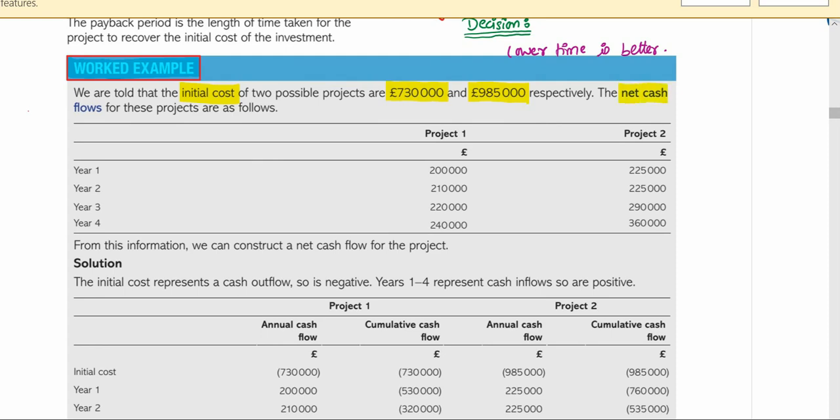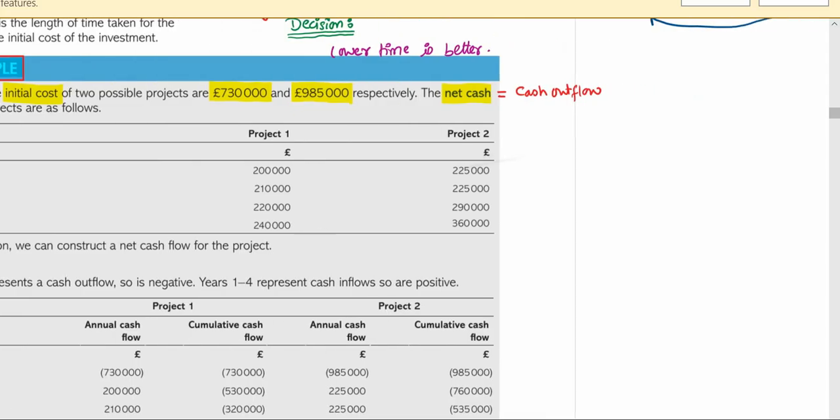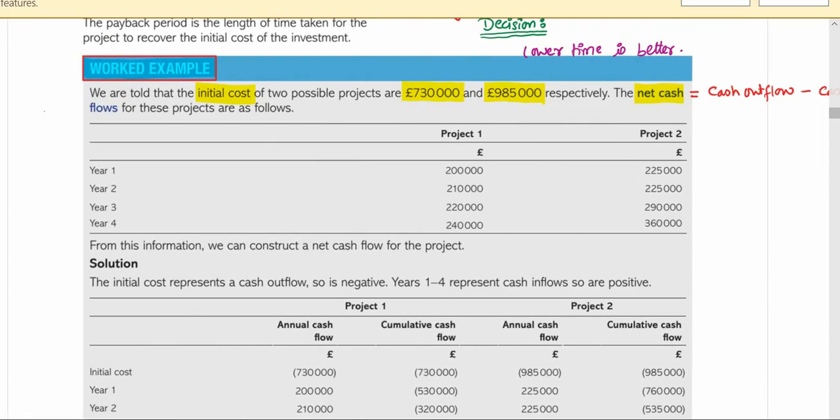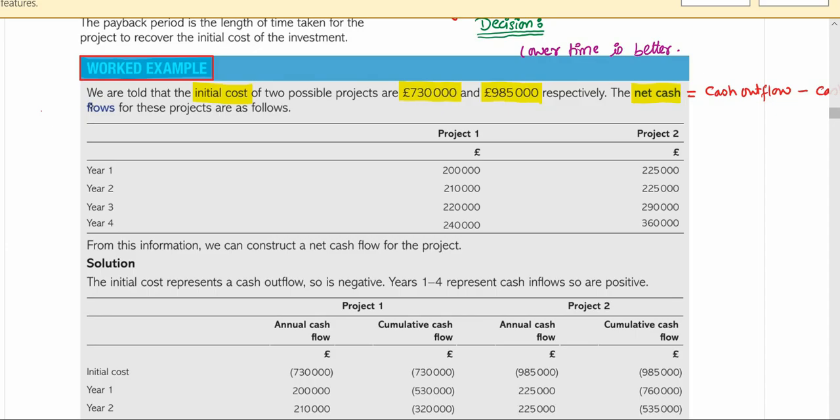Net cash flows mean cash outflow minus cash inflow. That will be the net cash flows. So these are the net cash flows.